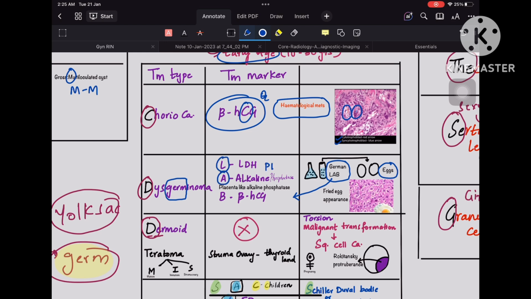In alkaline phosphatase, that too PLAP is given in the questions usually. That is placenta-like alkaline phosphatase, which is elevated in dysgerminoma. And the fried egg appearance is seen on the histopathology.